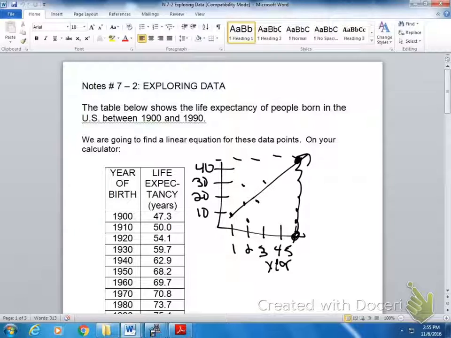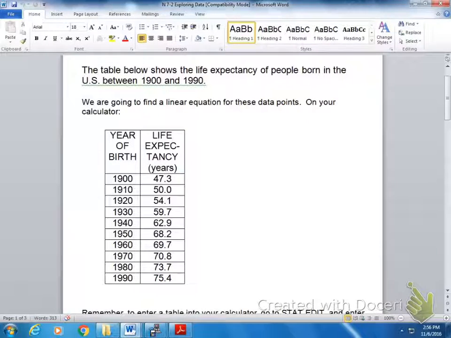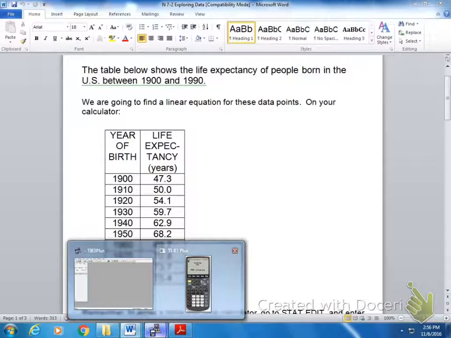The last question will be what we do today. So I'm going to bring up my calculator here because we're going to be looking at a lot of tables. The table below shows the life expectancy of people born in the U.S. between 1900 and 1990. So it goes up in 10-year increments. We're going to find the linear equation for these data points, but on the calculator. So we're going to get out our calculator, guys.